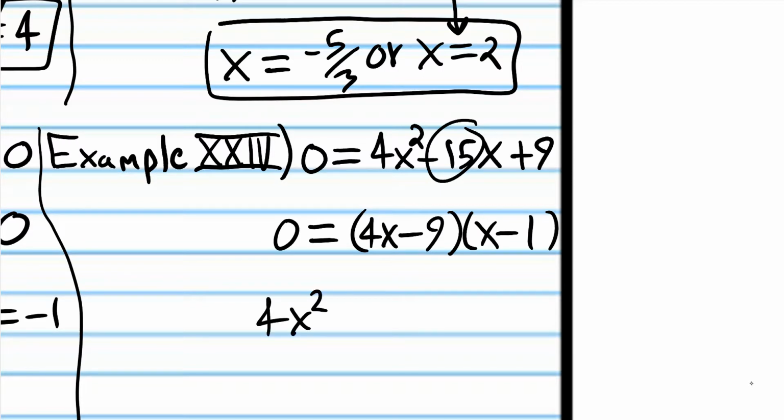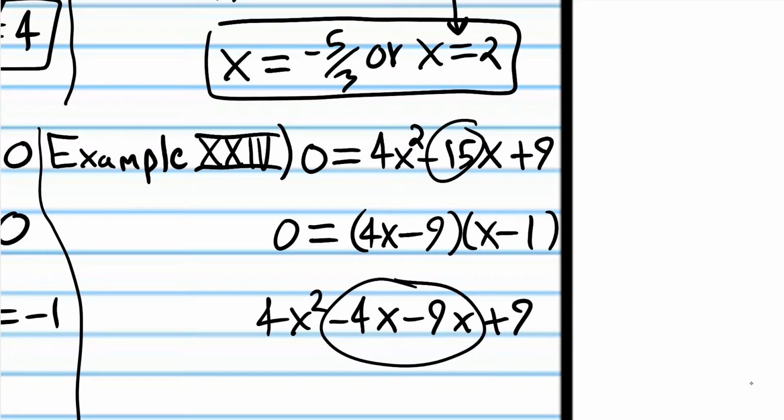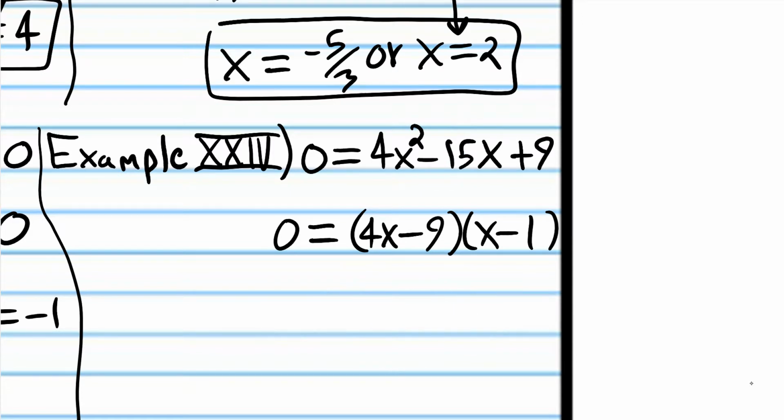That's F of FOIL. That's O of FOIL. That's I of FOIL. And that's L of FOIL. Negative 4x minus 9x is negative 13x. Well, it's closer, but it's still not negative 15. We need this number here. So at this point, I'm going to abandon the negative 9 and the negative 1 altogether, and I'm going to try negative 3 and negative 3.